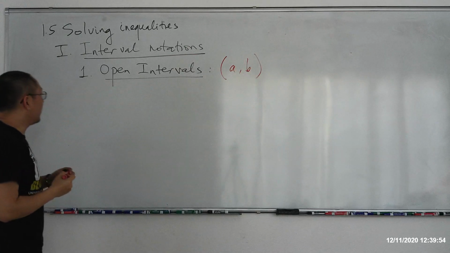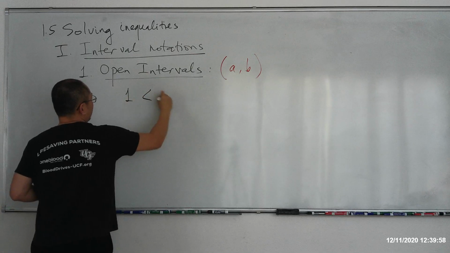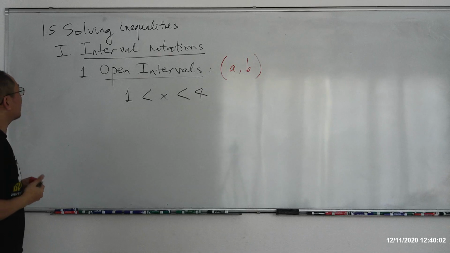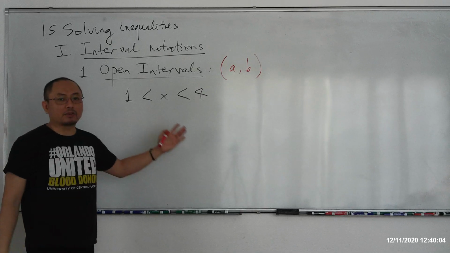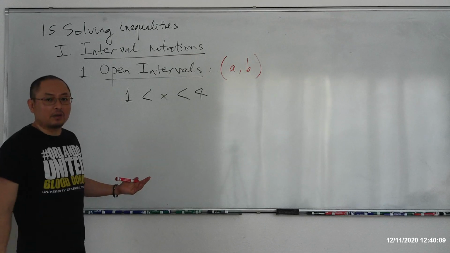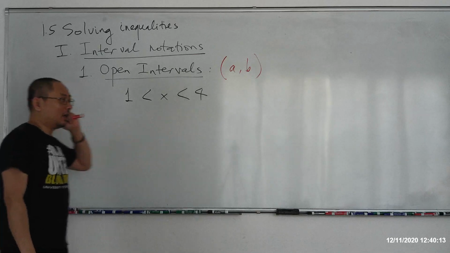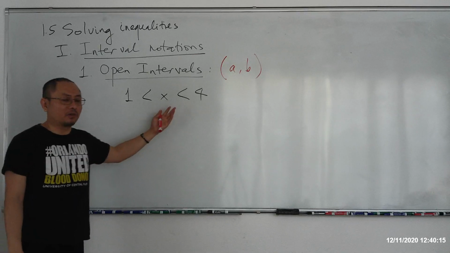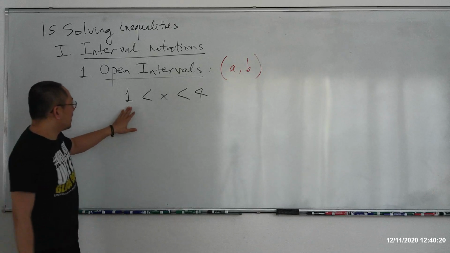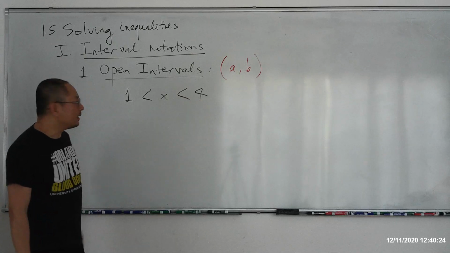Alright. For example, if you have something like 1 less than x less than 4. First of all, please notice that in our college algebra class, we are talking about the real numbers. Means what? You have the whole numbers like 1, 2, 3. You have positive, negative numbers. You also have fractions. You have rational, irrational numbers, square root of 2, all kinds of things. Pi, not just the whole numbers.